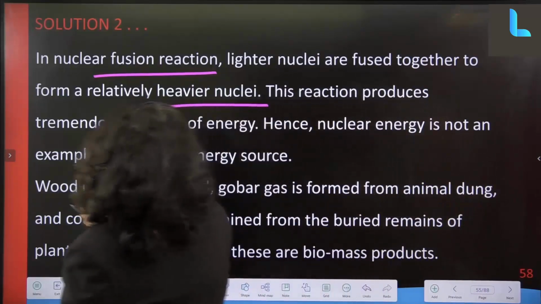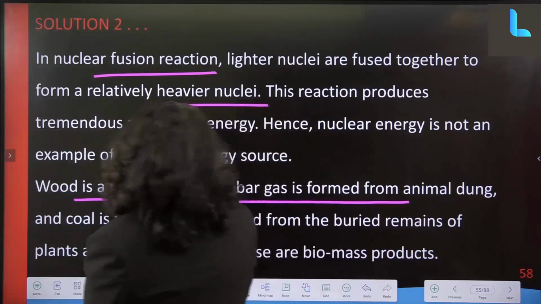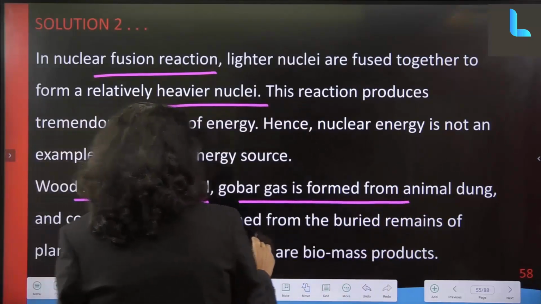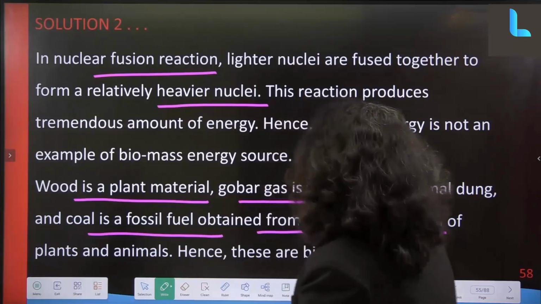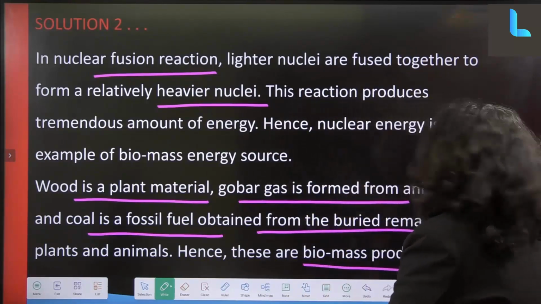Wood is a plant material, gobar gas is formed from animal dung, and coal is a fossil fuel obtained from the buried remains of plants and animals. Hence, these are the biomass products.